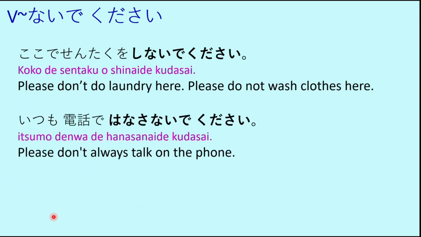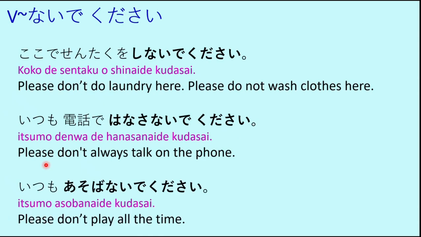Itsumo denwa de hanasanai de kudasai. Again, itsumo means all the time or always. Denwa de hanasanai de kudasai. Please do not talk on the phone always. Hanasanai de kudasai means please do not talk. Denwa de means on the phone. So please don't always talk on the phone. Itsumo asobanai de kudasai. Please don't play all the time.